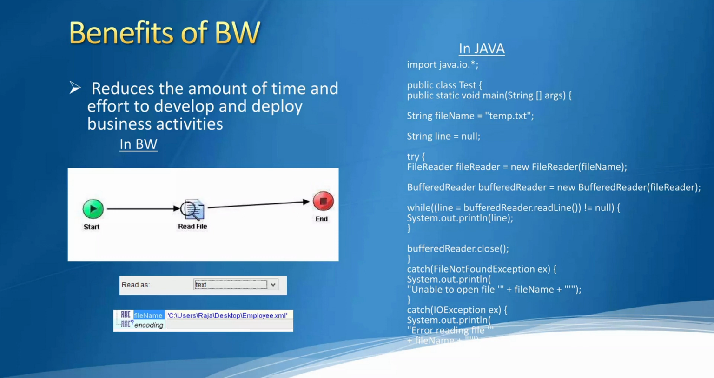Okay, so as you can see on the screen on the left hand side, they have just used a start and end, which is a basic function that you have to use. Later we have included a file palette called read file, and it will read as text whatever file you want to read. Just save it or create a file and then it will read accordingly. So it's a very easy process to go ahead and work with TIBCO BW.